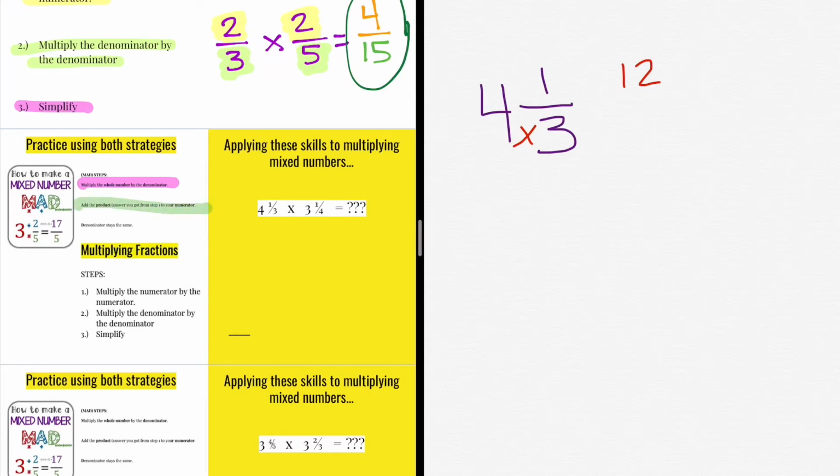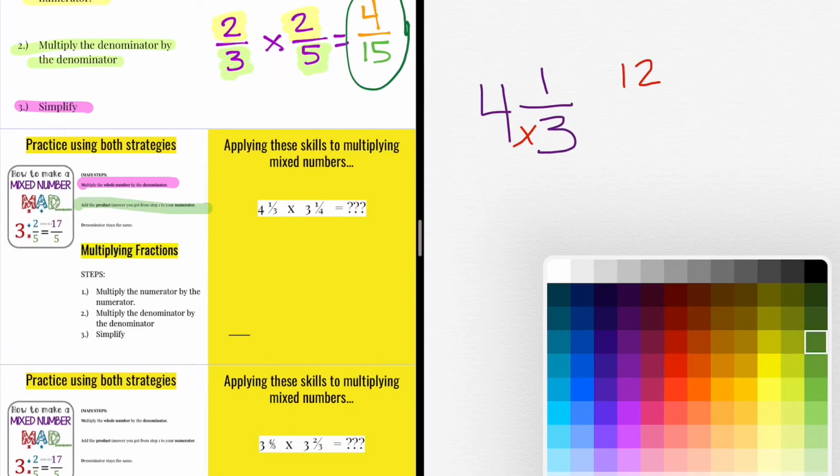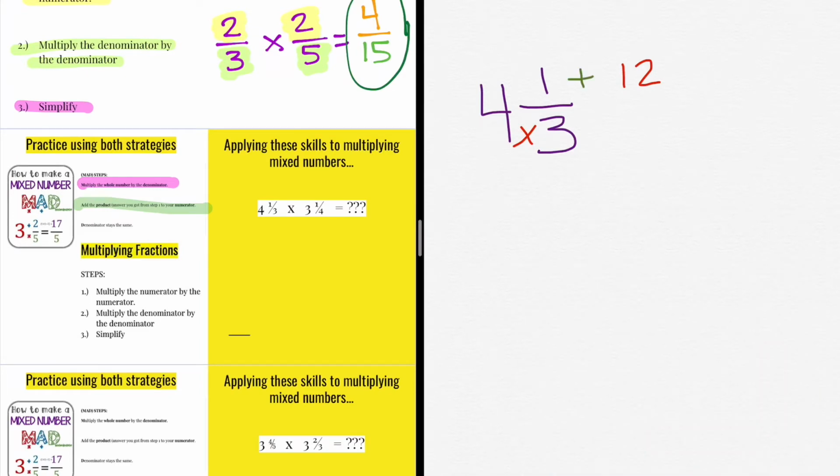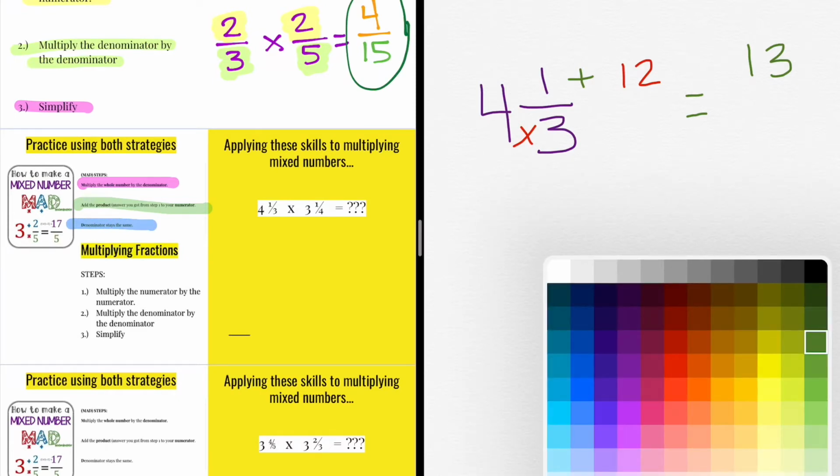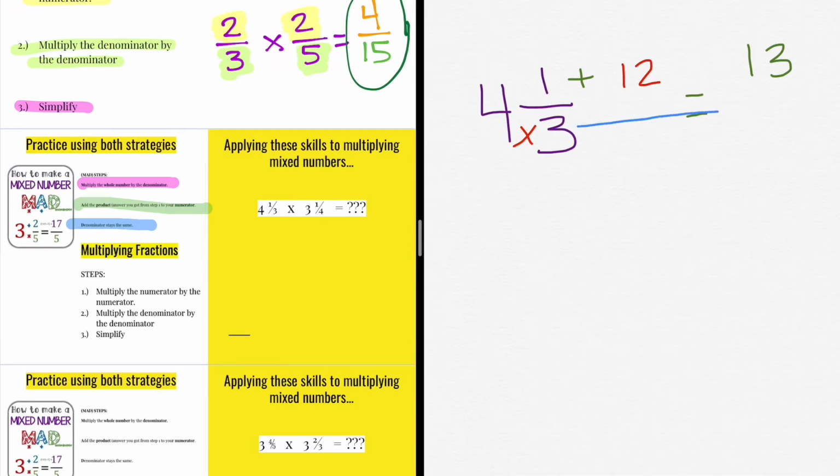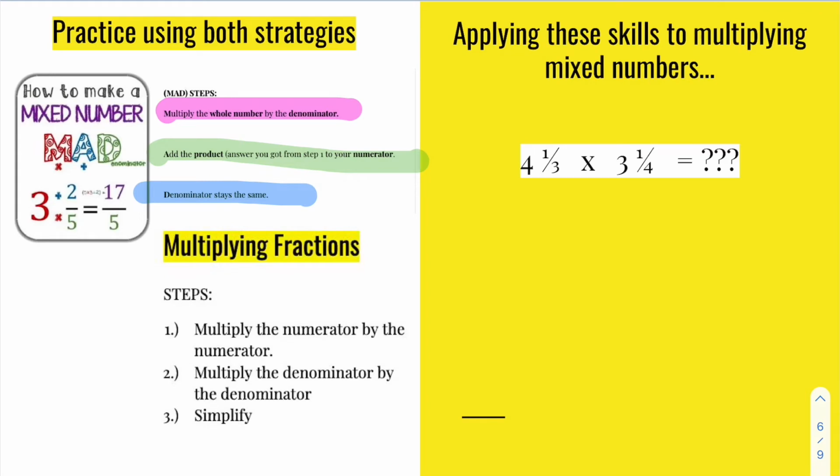Step 2 tells me to add the product of my answer to the numerator. And I know that means I have to add the 1 plus the 12. And that will give me 13. My last step is to take my denominator and keep it the same. So I really just have to carry it over. So I'm going to just drag this 3 over here to give me 13/3. And now I'm going to put it right here. 13/3.